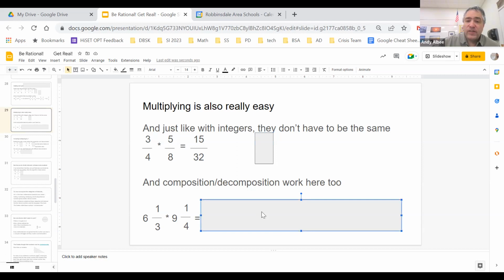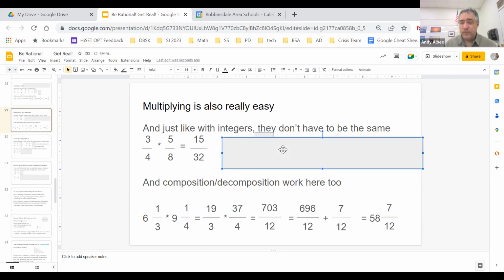But the 6 1/3 times 9 1/4, that all of a sudden starts to get a little bit trickier. Now, I did show on here how you can decompose the 6 into 18/3. I didn't have enough room to write it all, but you know how to do that. The 6 becomes 18/3 plus 1/3 gives you 19/3. And the 9 decomposes into 36/4 plus the 1/4 would give you 37/4. Now, once we start dealing with this, 19 times 37, all of a sudden not so nice and fun. And most of the students are like, this sucks, I don't want to do this.